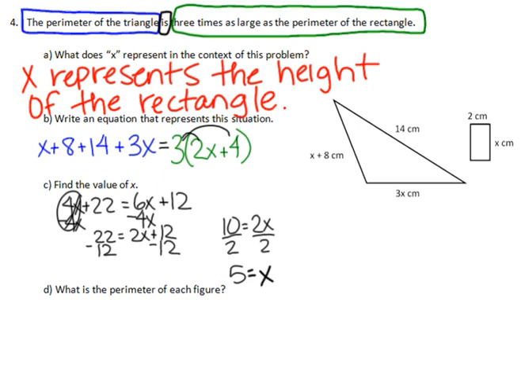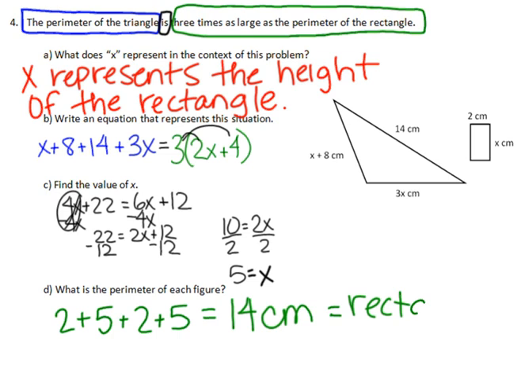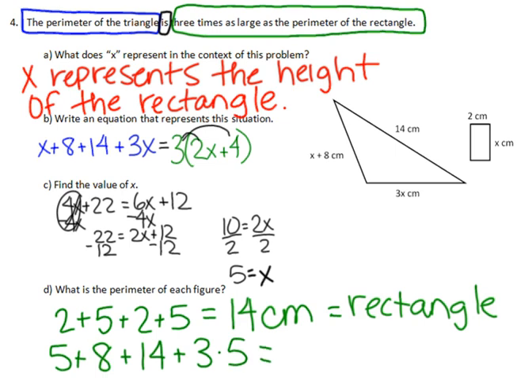And starting with my rectangle, if I have 2 plus 5 plus 2 plus 5, that's going to be a total of 14 centimeters. And as always, make sure you include your units. We'll also label that as the rectangle. And then your triangle, we're going to have 5 plus 8 plus 14 plus 3 times 5. And when you simplify all of that, you will end up with a perimeter of 42 centimeters. And we'll label that one as the triangle.